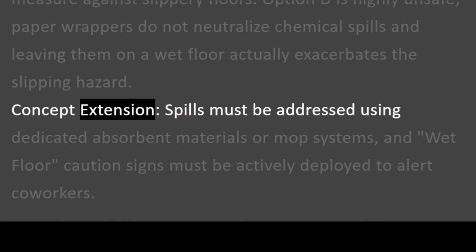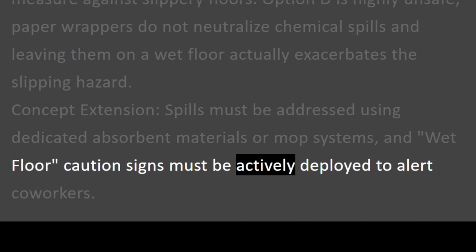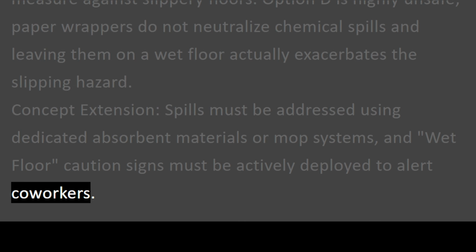Concept extension. Spills must be addressed using dedicated absorbent materials or mop systems, and wet floor caution signs must be actively deployed to alert coworkers.